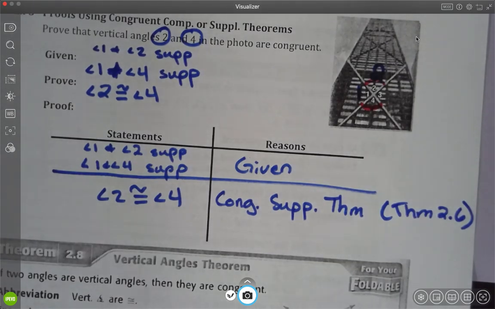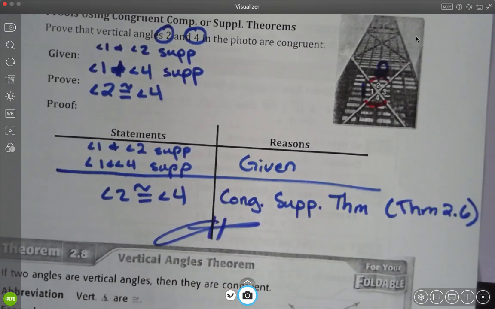How exciting was that proof, folks? Yay! Okay. Now, really, the hard part in that was what did you give it? Because they didn't give us anything with the diagram. Right? You have to decide what is important information for you to have. Okay. All right. Now, one more thing.